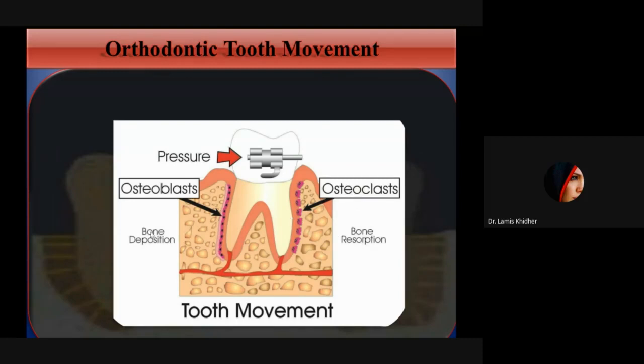This procedure of bone apposition and bone resorption is called bone remodeling. So this is a summary and simply the idea about how orthodontic tooth movement occurs. We will take it in detail in the next lecture, inshallah.